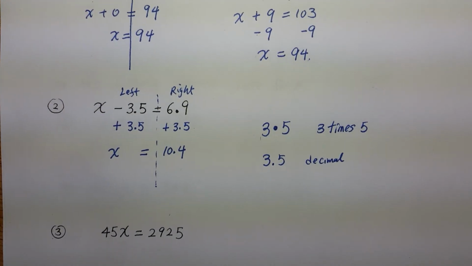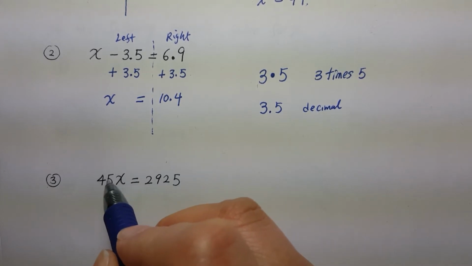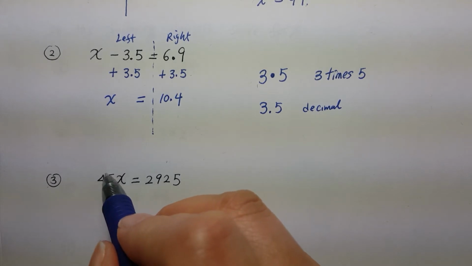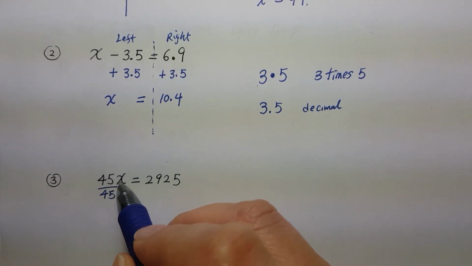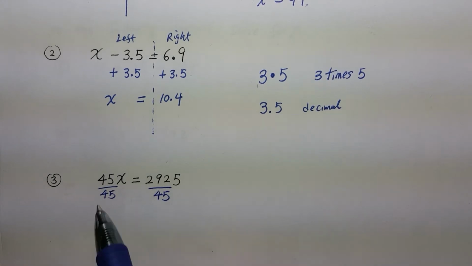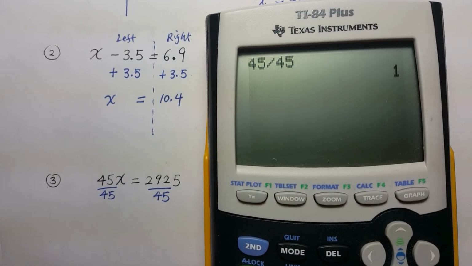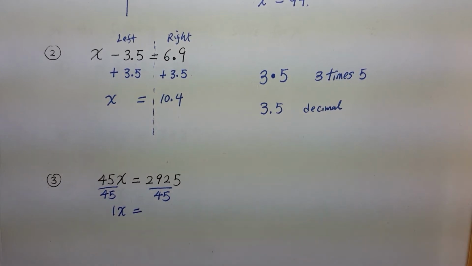Now let's take a look at number 3. 45x equal to 2,925. No symbol, it means multiplication. The opposite of multiplication is division. 45 in front of x, so therefore we divide by 45. 45x, so divide by 45, and balance, we divide by 45. So now let's see what happens if you do 45 divided by 45. 45 divided by 45 equals 1. So this turns into 1x. 1x means x. So that's exactly what we want.